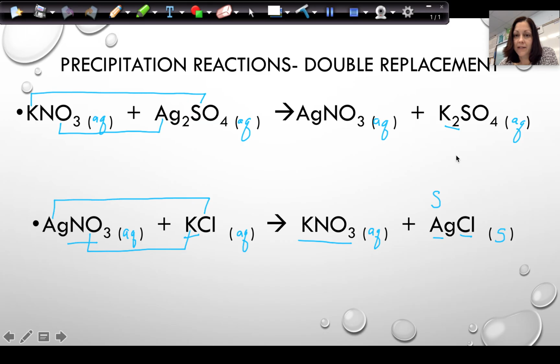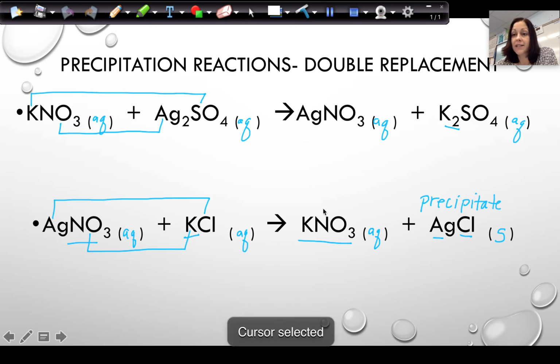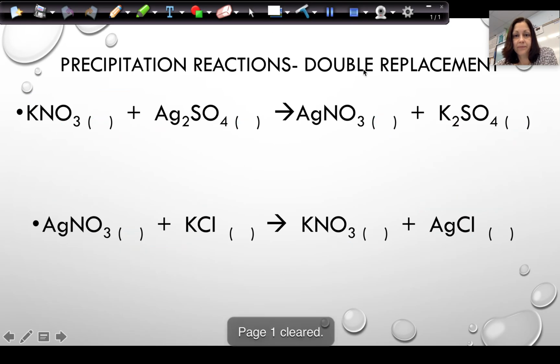And since this is solid, we're going to call this one the precipitate. Because this is a precipitate, that means that we could filter this out with filter paper. It does not dissolve, and it would settle to the bottom.